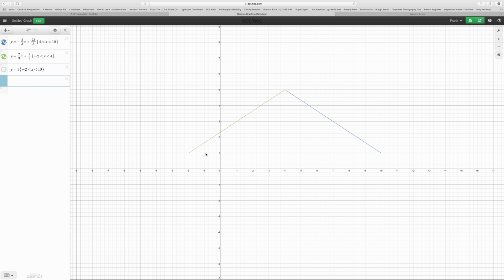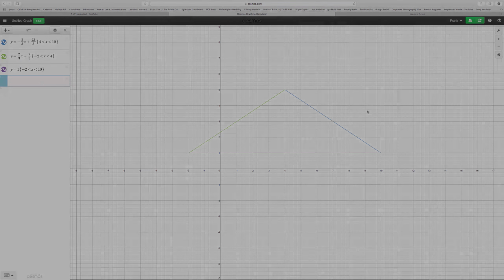We also see that the y-intercept is 7 over 3, which is more than 2 but less than 3. That's correct. And positive slope going up, bounded from negative 2 through 4. Okay, that's the same. And then the horizontal line goes from negative 2 all the way to 10. And there it is. There's our triangle. Okay, let's do the next problem.